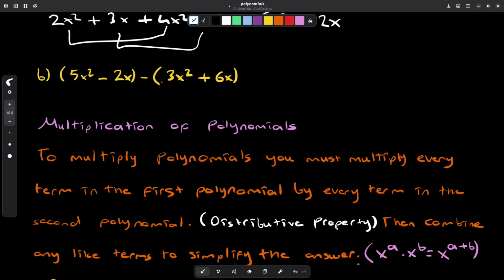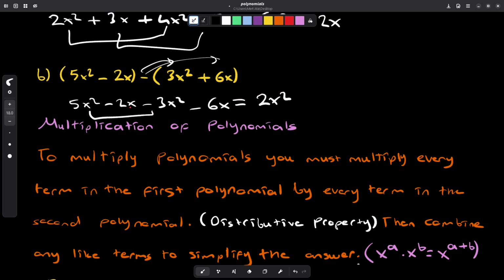5x squared minus 2x minus 3x squared plus 6x. Now we have to be careful because we need to distribute the negative sign first. 5x squared minus 2x minus 3x squared minus 6x. Let's see the like terms. These two are like terms, which gives us 2x squared. These two are like terms, which gives us negative 8x.